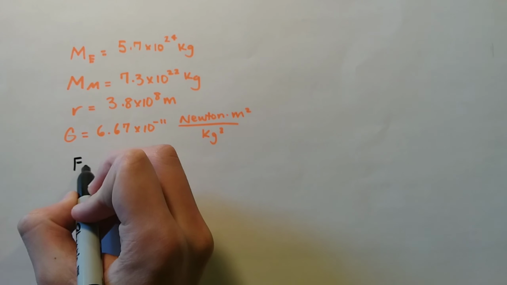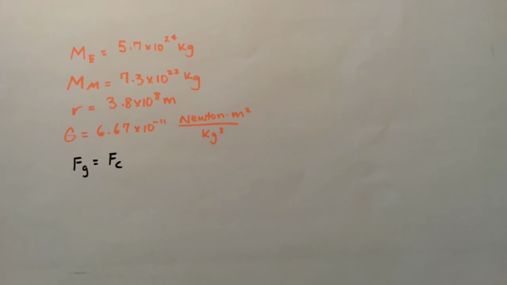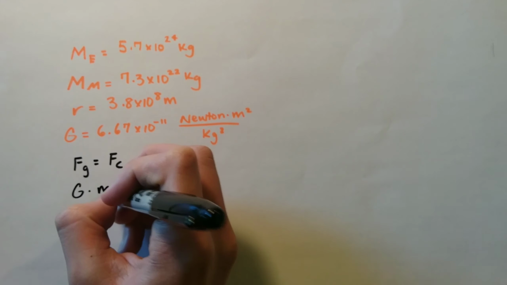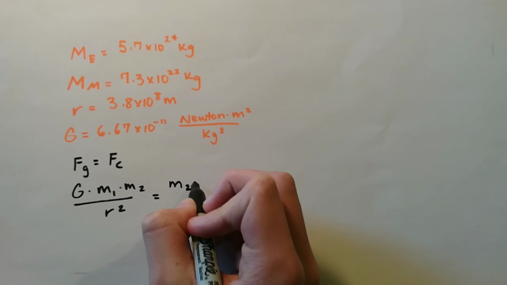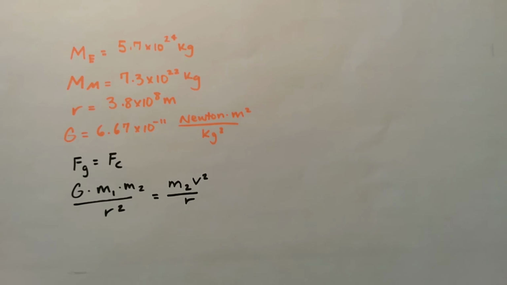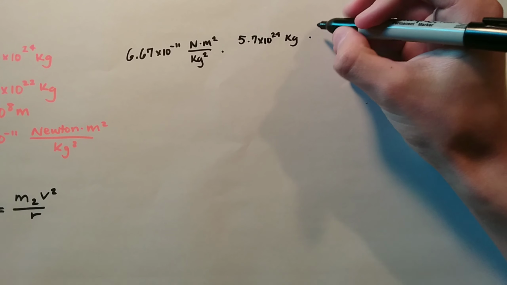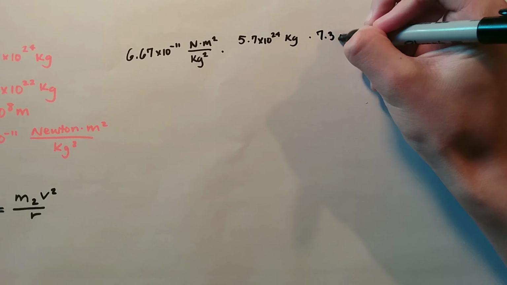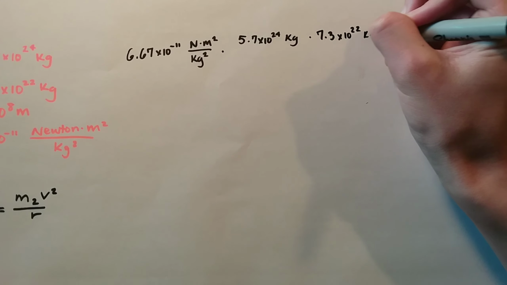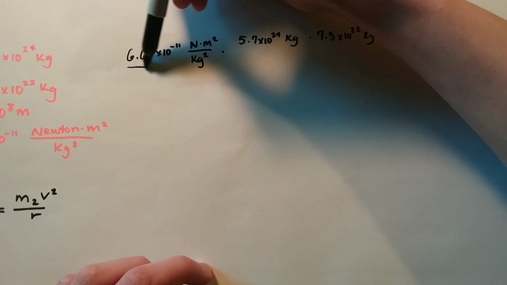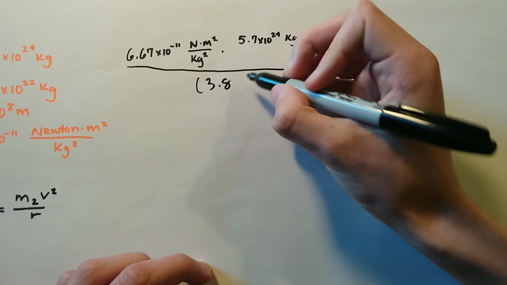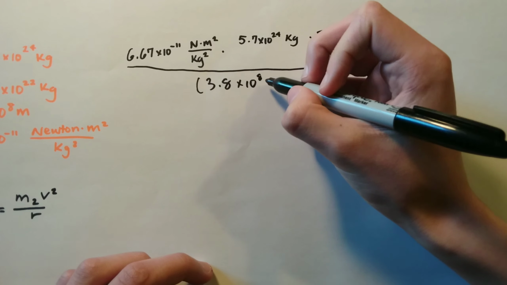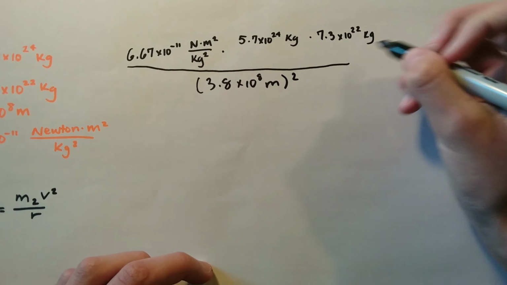First, we have to realize that the centripetal force is the gravitational force, since the moon is orbiting around the Earth. Thus, we can set the equations for gravity and centripetal force equal to each other. Then we can just start filling in the numbers. Notice that m2, or mass 2, is the mass of the moon, since the moon is the object that is experiencing the centripetal force.